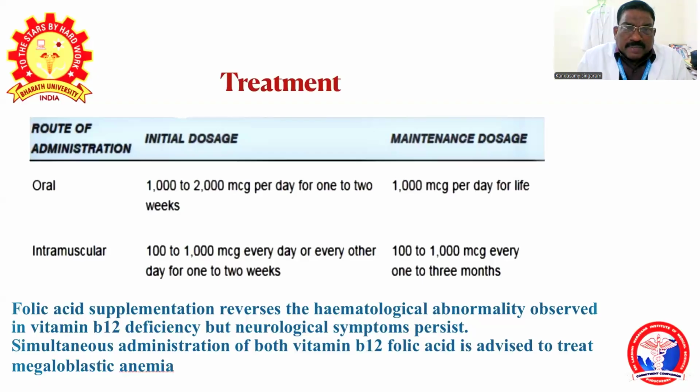Folic acid supplementation reverses the hematological abnormality observed in vitamin B12 deficiency, but neurological symptoms still persist. So, simultaneous administration of both vitamin B12 and folic acid is advised to treat megaloblastic anemia.